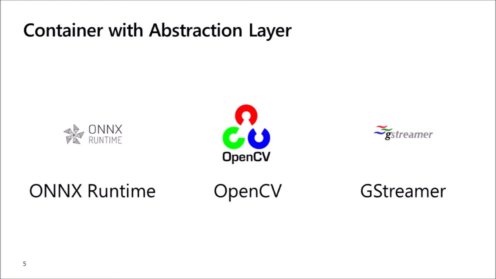ONNX Runtime uses the portable ONNX computation graph format backed by execution providers optimized for hardware. OpenCV provides a real-time optimized computer vision library, tools, and hardware support, whereas GStreamer provides a library for constructing graphs of media handling components. It also provides plugins for different hardware.